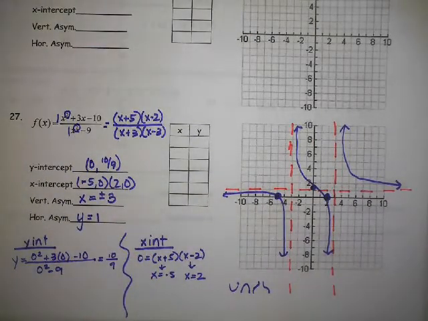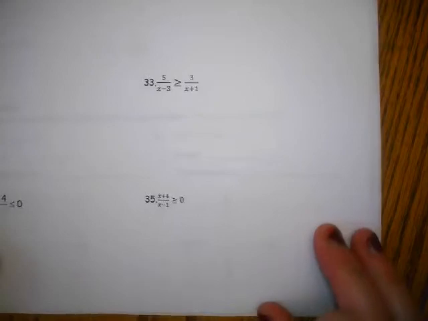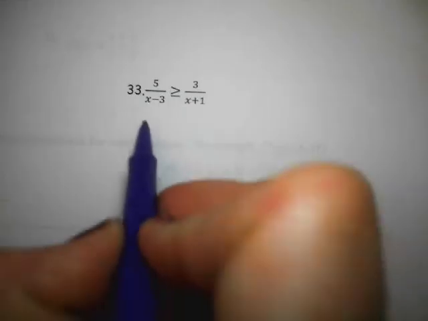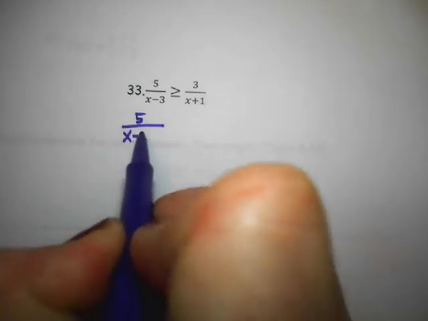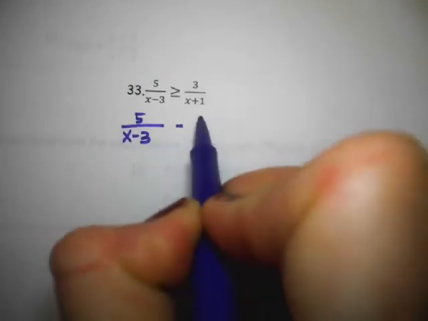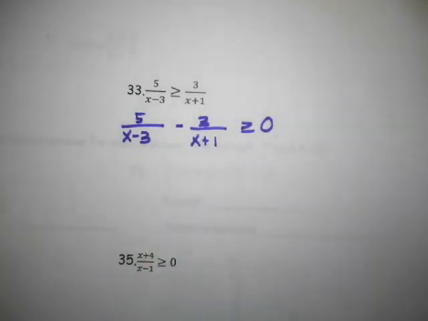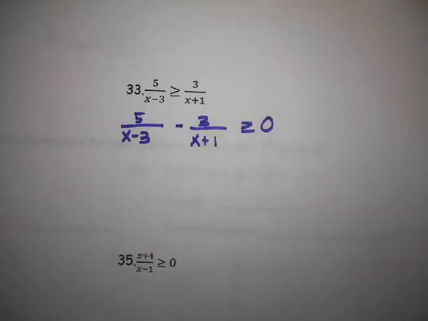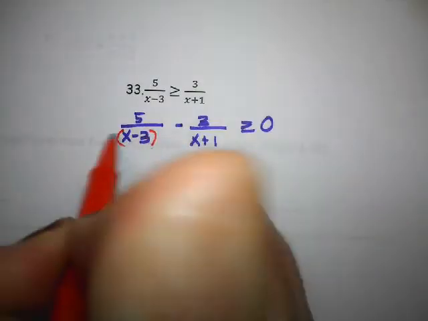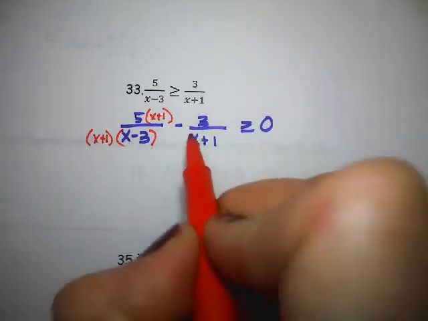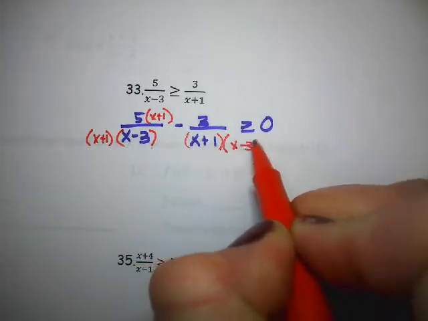Okay, and the last problem that you guys asked me about was number 33. Number 33 was solving a rational, meaning fraction, inequality. So when you have something like this, the first thing we want to do is bring everything over to one side. So let's bring it all to the left. 5 over x minus 3 minus 3 over x plus 1 greater than or equal to 0. Then I need to get a common denominator. My common denominator is going to be x minus 3 times x plus 1. So I'll multiply top and bottom by x plus 1. Over in this second fraction, I'm going to multiply top and bottom by x minus 3.